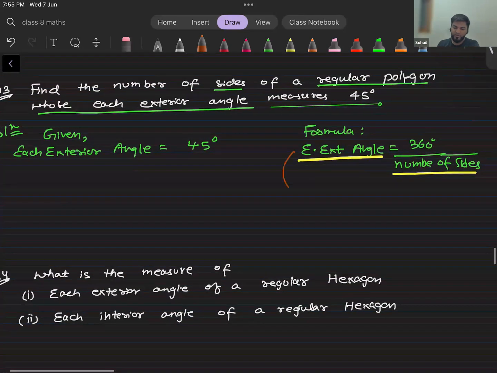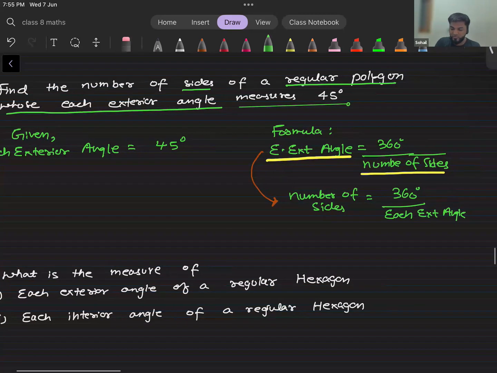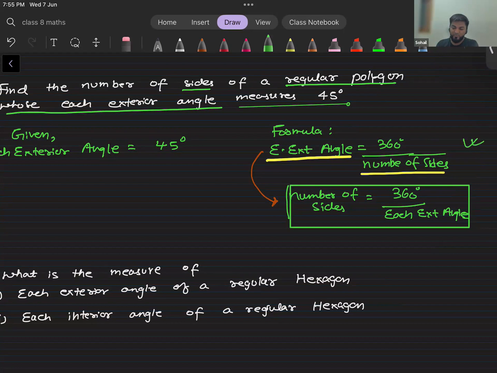This formula can also be written like this. If the question asks you to find the number of sides, we can just crisscross here. So number of sides is going to be 360 degree upon each exterior angle. If the question asks you to find the number of sides, you will be using this formula, right? And if you're provided with the number of sides and the question asks you to find the exterior angle, you will use the first formula. Both are the same formula. I have just reversed the values here.